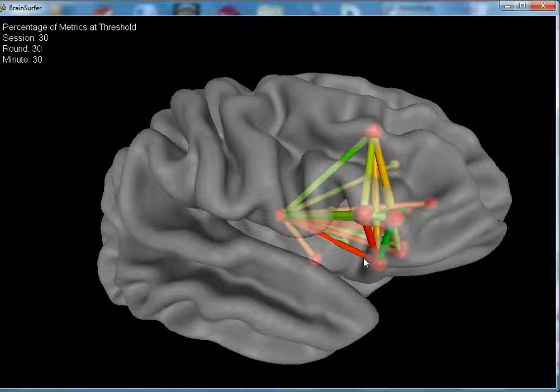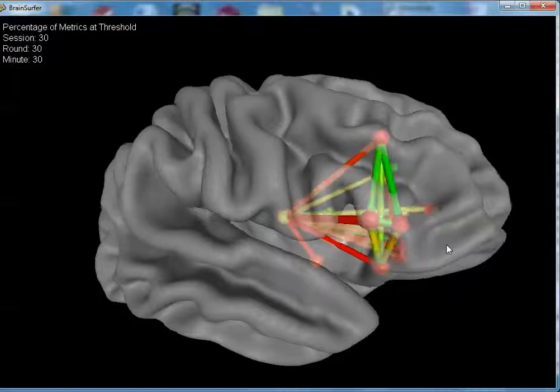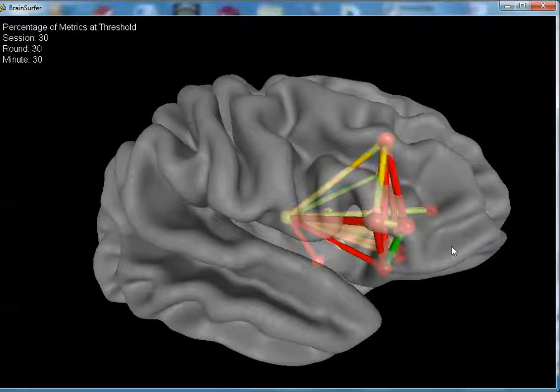The network will go from green to yellow to red. Red is 2 standard deviations or greater outside of normal. Yellow is 2 to 1.5 standard deviations, and green is 1.5 standard deviations or less.